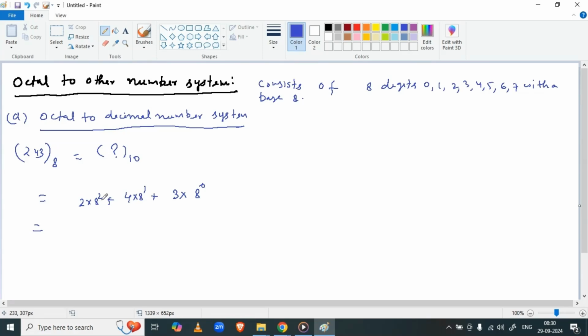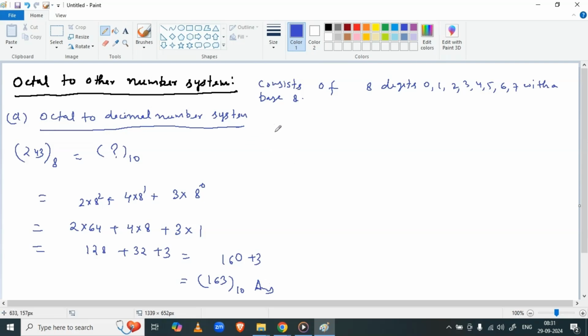8 to the power 2 is 64, 8 to the power 1 is 8, so 4 into 8 is 32, plus 3 into 8 to the power 0, which is 1. So 2 into 64 is 128, plus 32, plus 3. That gives 160, and 160 plus 3 means 163. So this is the decimal equivalent of this octal number, and this will be the answer.